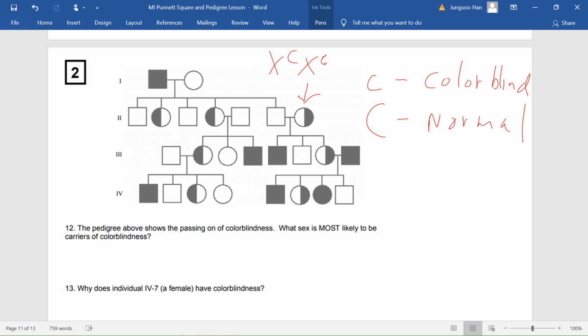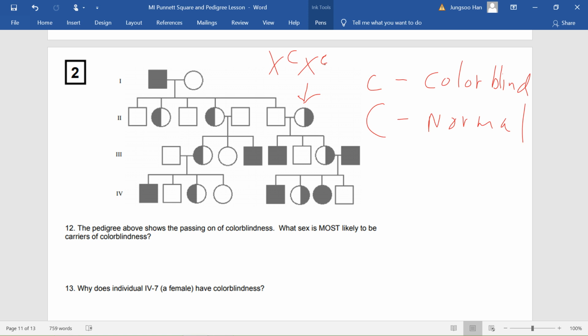You carry that certain trait that we're talking about, in this case color blindness, but you don't actually have it. That trait is recessive, and your dominant allele is hiding it. Okay, and then you're normal. So in this case, which sex is most likely to be carriers of color blindness? If you look at this pedigree, it's the circles that are half shaded.